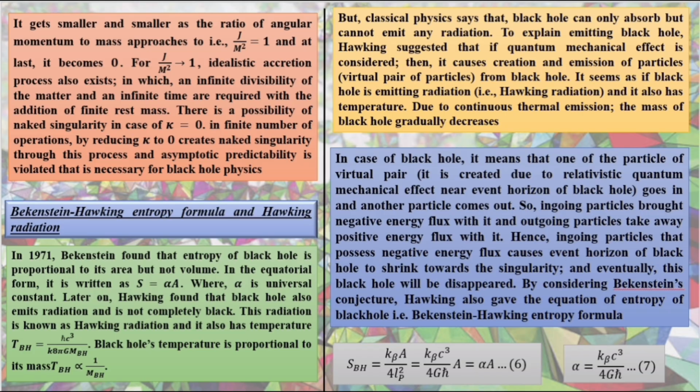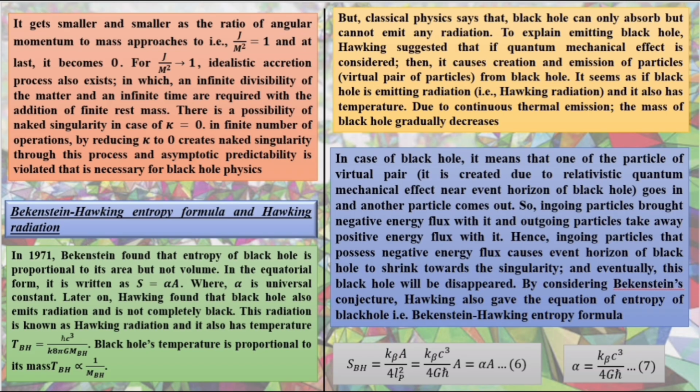In 1971, Bekenstein found that the entropy of a black hole is proportional to its area but not its volume. In the equational form, it is written as S is equal to alpha A, where alpha is a universal constant. Later on, Hawking found that a black hole also emits radiation and it is not completely black. Previously, it was believed that a black hole doesn't emit any kind of radiation and is completely black. But Hawking came up with a mathematical formula which tells that a black hole also emits radiation. That radiation is Hawking radiation and it also has a temperature.